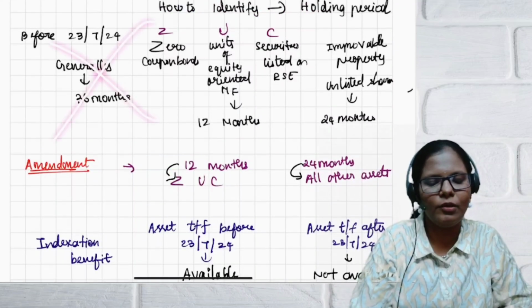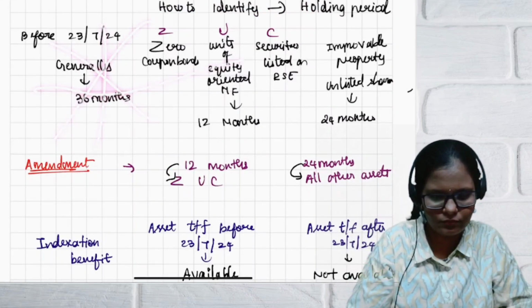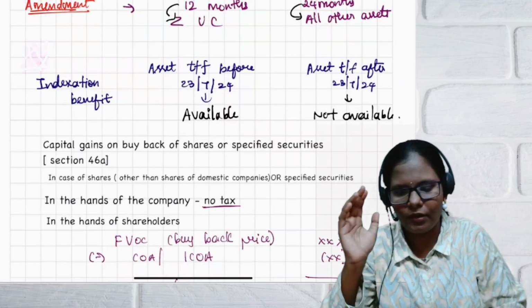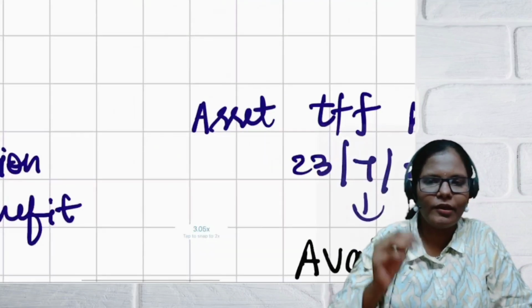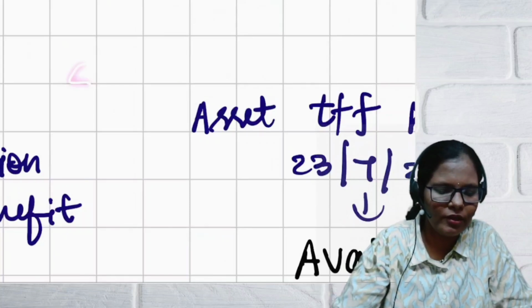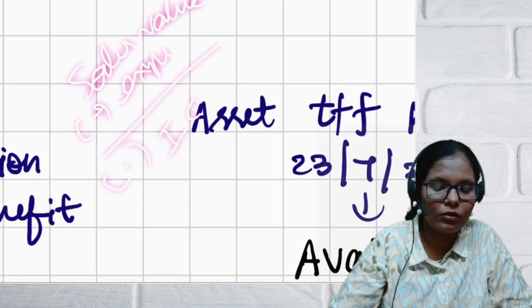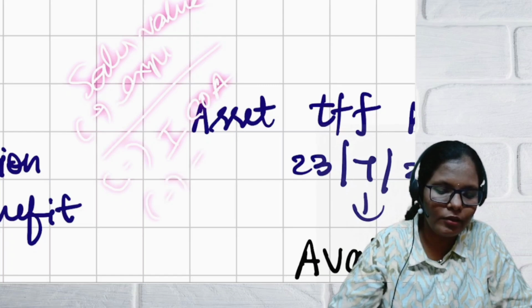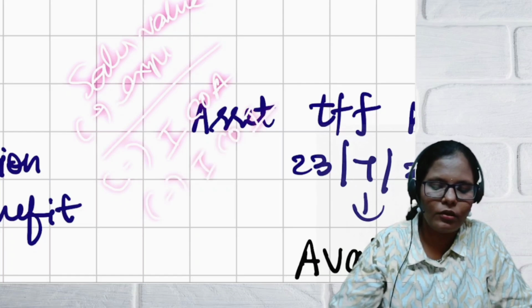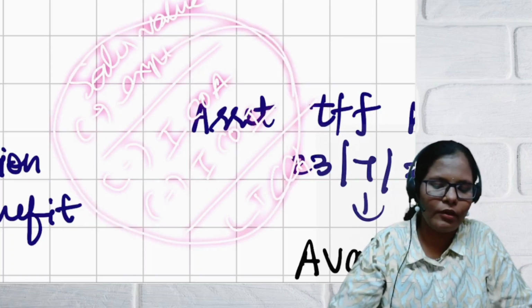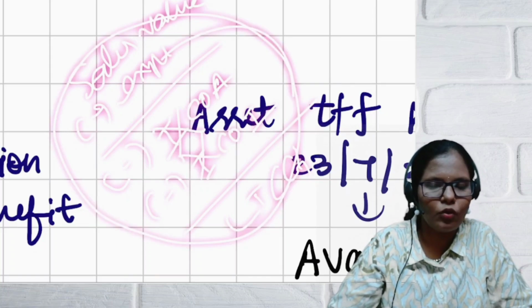36 months category has been totally removed. Then one important amendment is indexation benefit. Usually we will calculate our capital gains like sales value minus expenses minus, for long term capital gain, indexed cost of acquisition minus indexed cost of improvement gives long term capital gain. Now after this amendment, the indexation concept is totally removed.